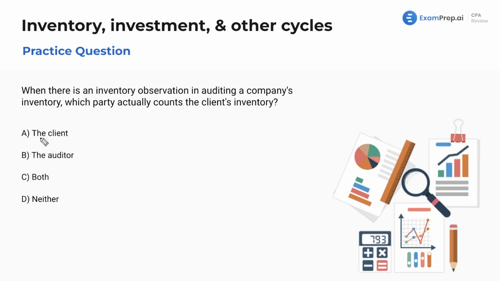So again, the client, whether it's probably not going to be management within the client, it's probably going to be maybe a lower member within the client, such as just a warehouse personnel, cashier, someone like that. They're going to be the one doing the inventory count, and the auditor is observing that count to make sure it's properly conducted, that the client's personnel is actually doing their job and counting everything. Final answer here is going to be letter A, the client. Again, the auditor will be there, but the auditor is not the one counting.